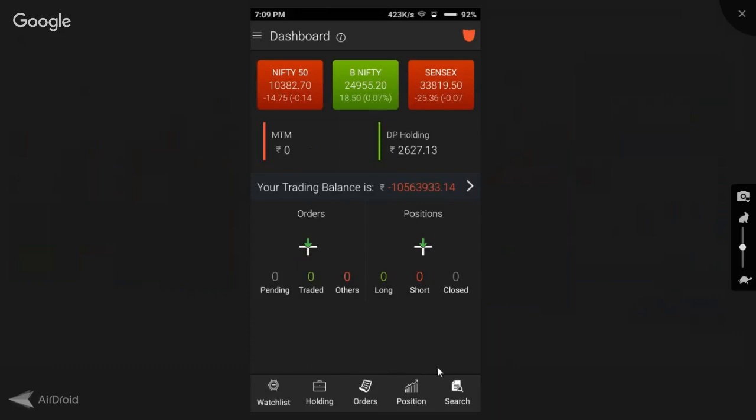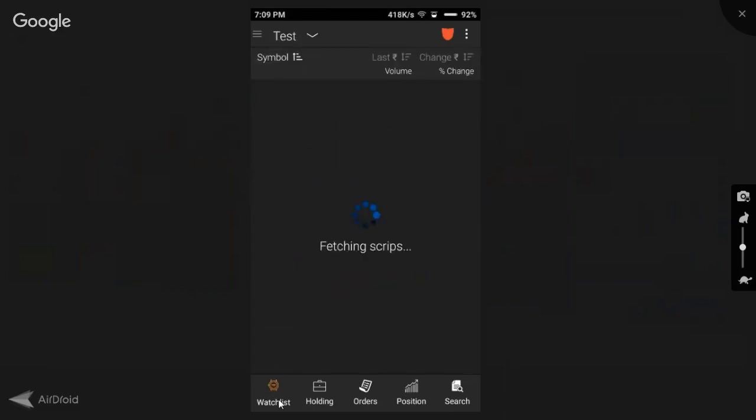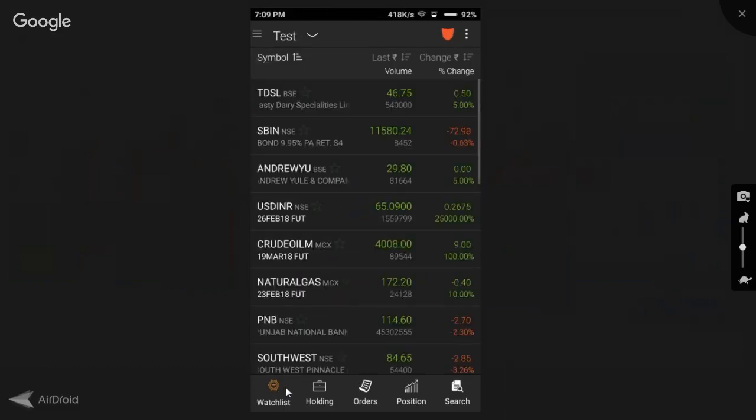So the main idea is to work with your portfolio using these 5 things. So the first thing is watch list. Now watch list, as the name goes, is basically a list of stocks that you want to monitor. So if I want to make a brand new watch list, what do I do?